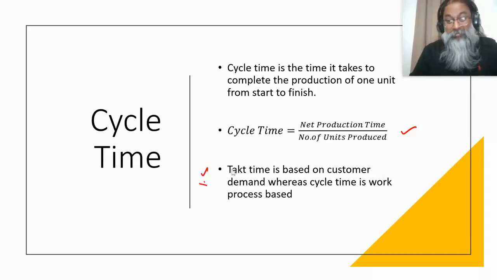Remember, takt time is based on customer demand, whereas cycle time is work process based. We have to make sure that we come up with a cycle time that is at least equal to takt time. If it is not, then we will never be able to finish the order in time.